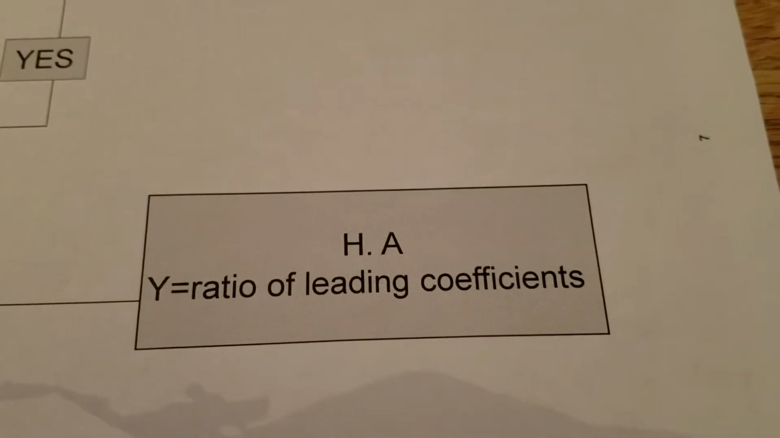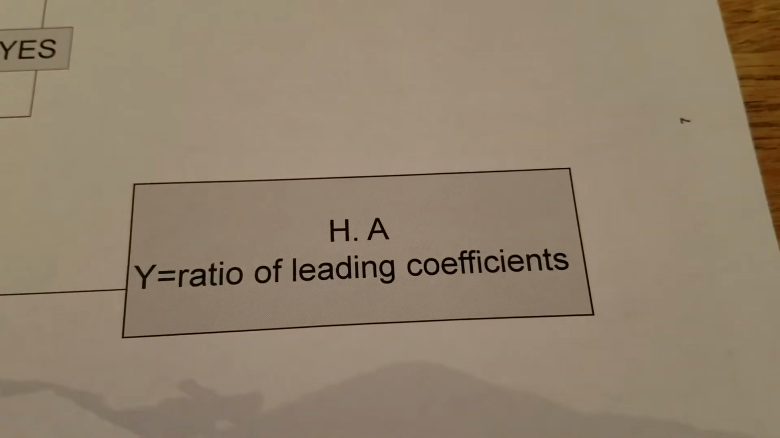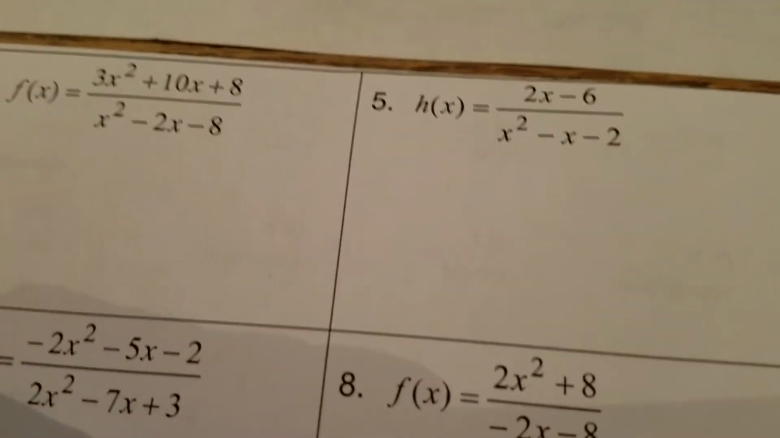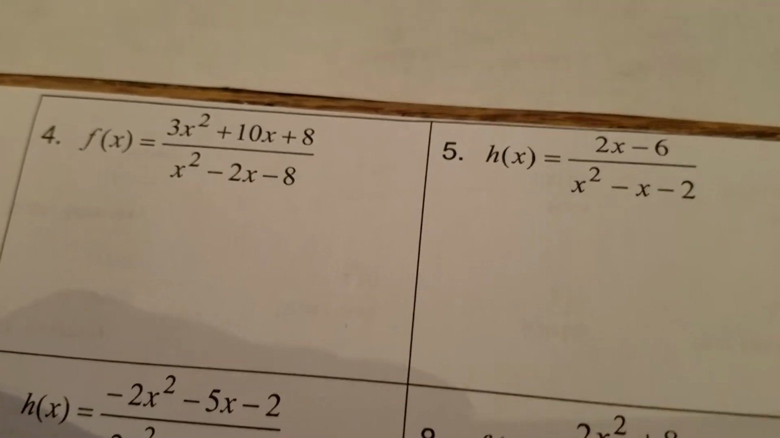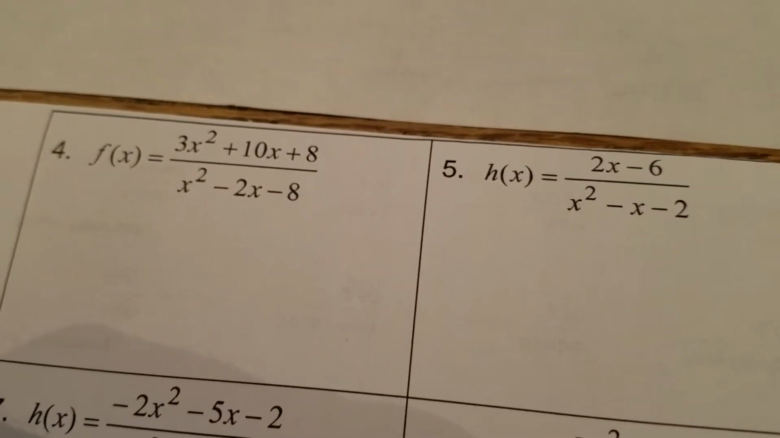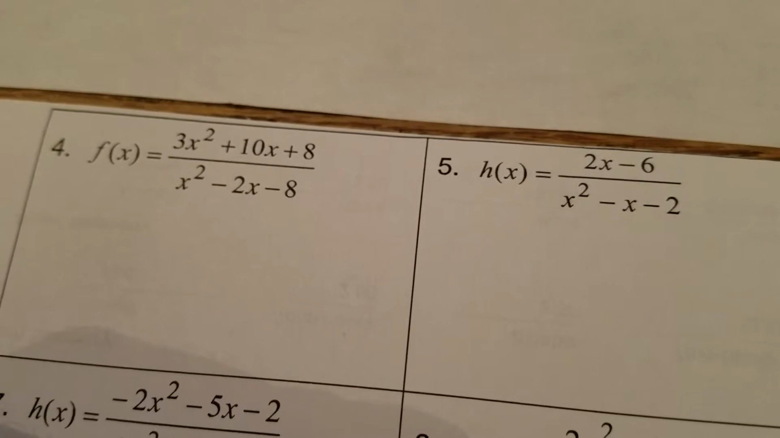The horizontal asymptote is the ratio of leading coefficients. Let's see what they were. The 3 upstairs, the implied 1 downstairs, my horizontal asymptote is y equals 3.